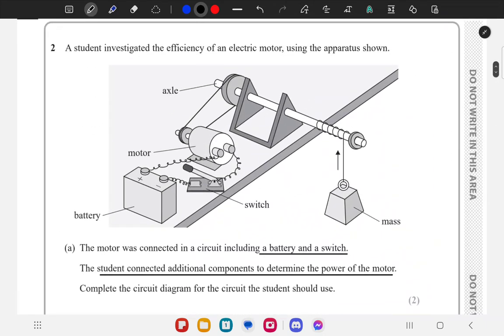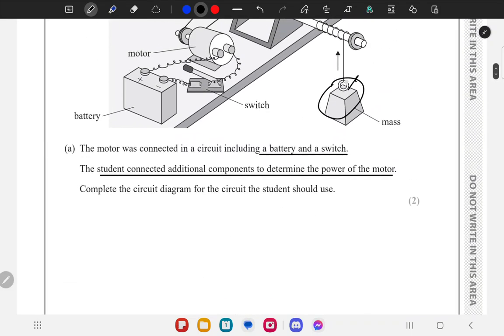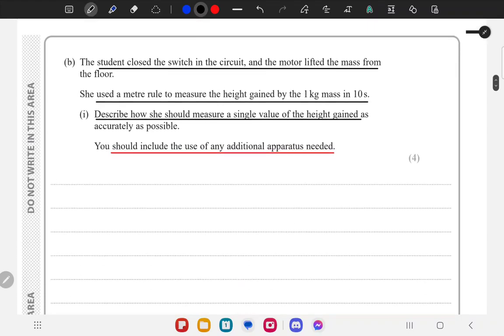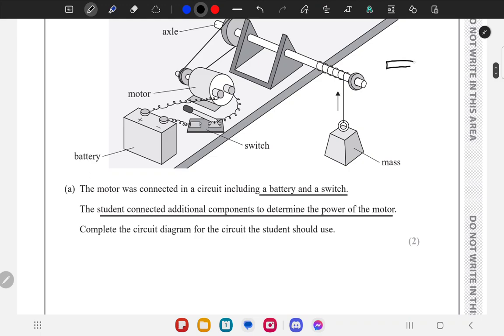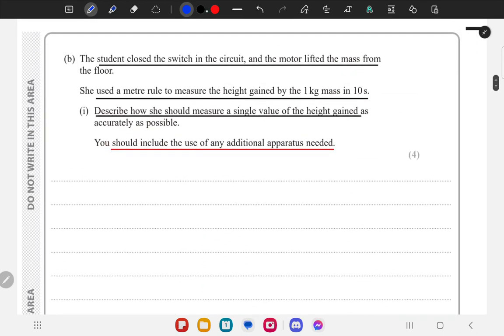So the motor is rotating the axle, and the axle is pulling the mass up. We have to measure how much this 1 kg mass moves up in 10 seconds. So we'll clamp a meter rule over here. This is a meter rule. For precautions, we will use a set square to ensure that the meter rule is vertically aligned. We'll also have to place the meter rule close so that the parallax error is reduced. And we have to take readings from eye level by being perpendicular to the scale. Those are the points we'll write down.